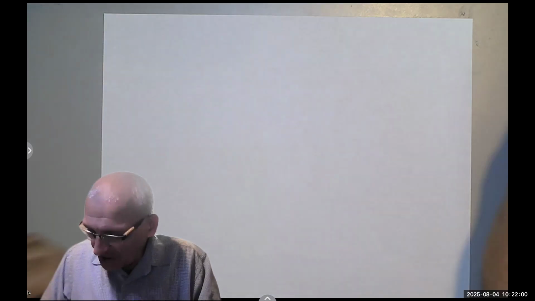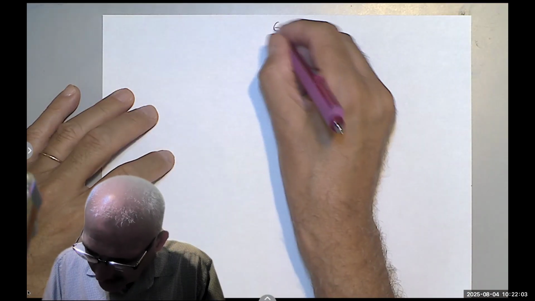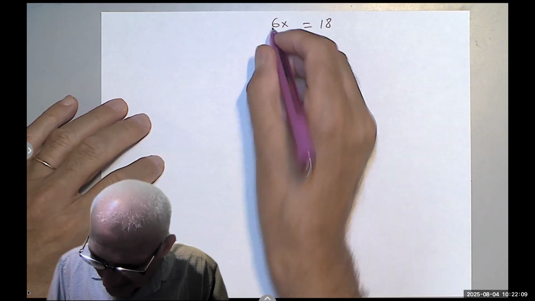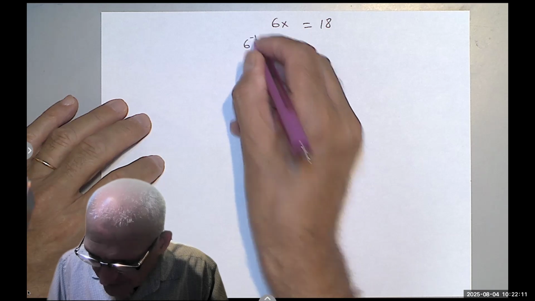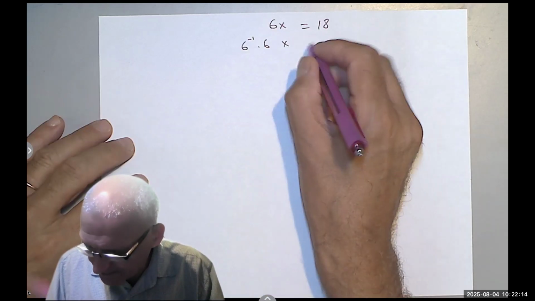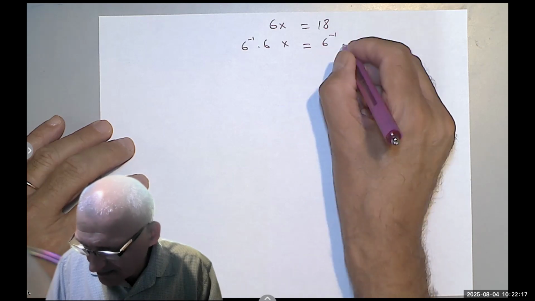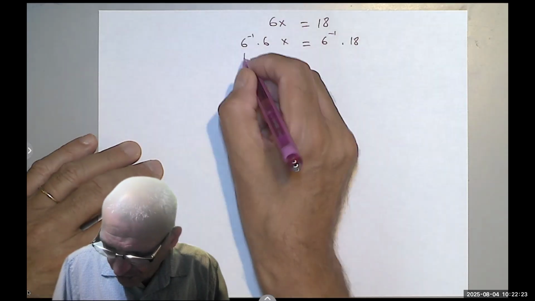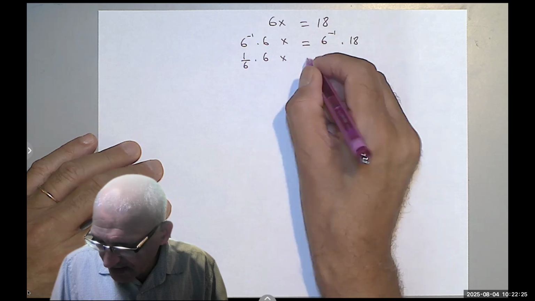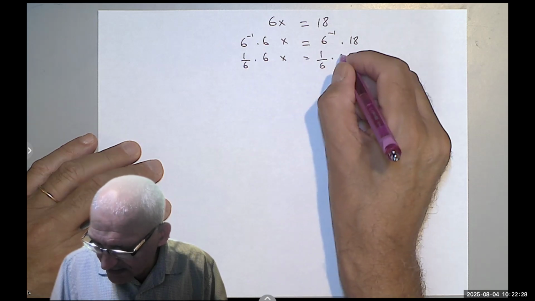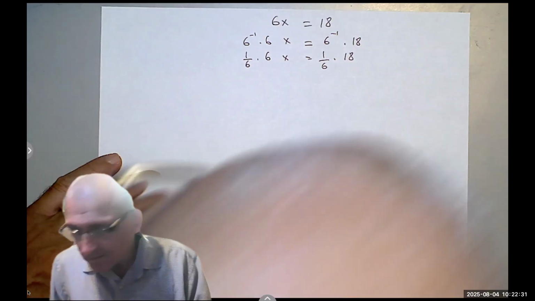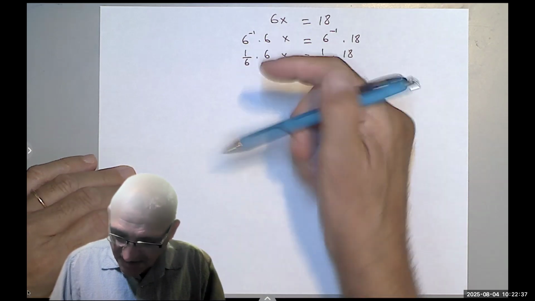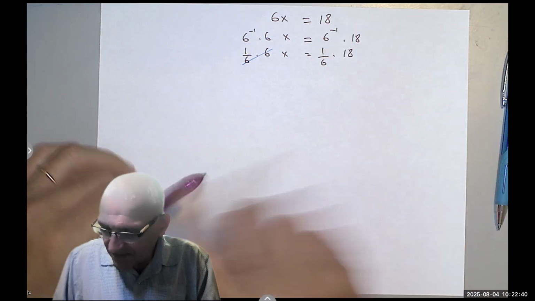I'll do that. So when you tell me 6x equals 18, I'm going to say, you know what? I'm going to multiply 6 by its inverse. What is the inverse of 6? The inverse is the reciprocal, meaning 1 over 6. So this would be 1 over 6 times 6x equals 1 over 6 times 18. I didn't divide, I multiplied. 1 over 6 times 6 is 1, 1x is x, and the right-hand side is 3.